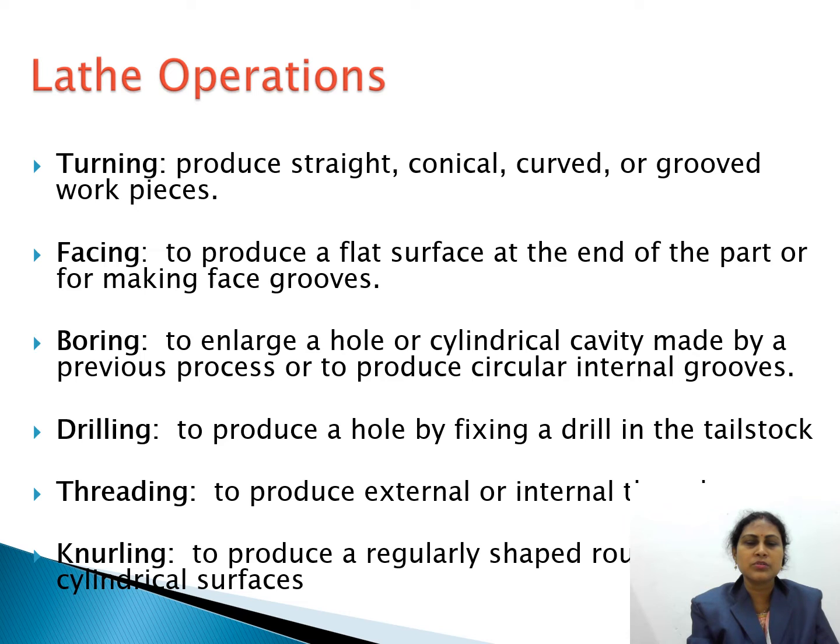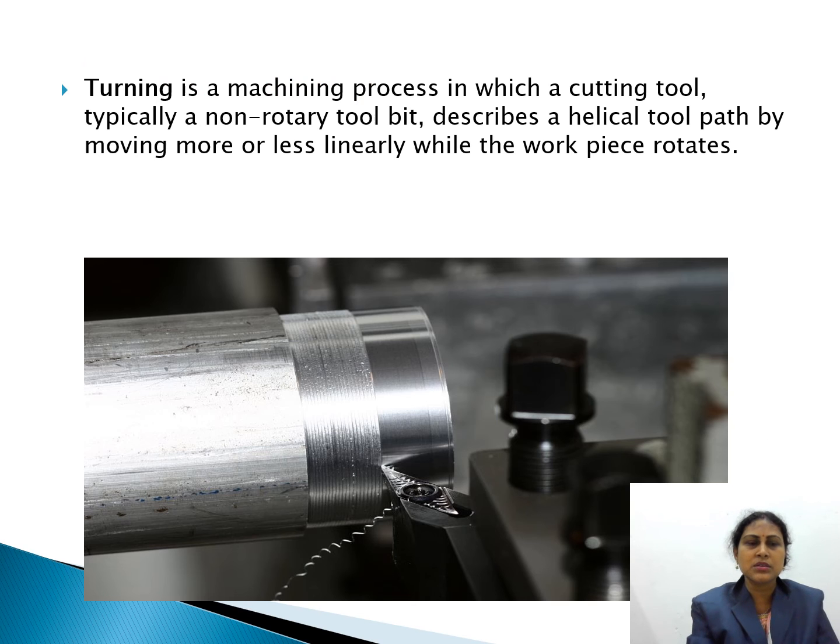Drilling produces a hole by fixing a drill in the tailstock. Threading produces external and internal threads. Knurling means to produce a regular shape on the cylindrical surface. So this is the figure of turning.